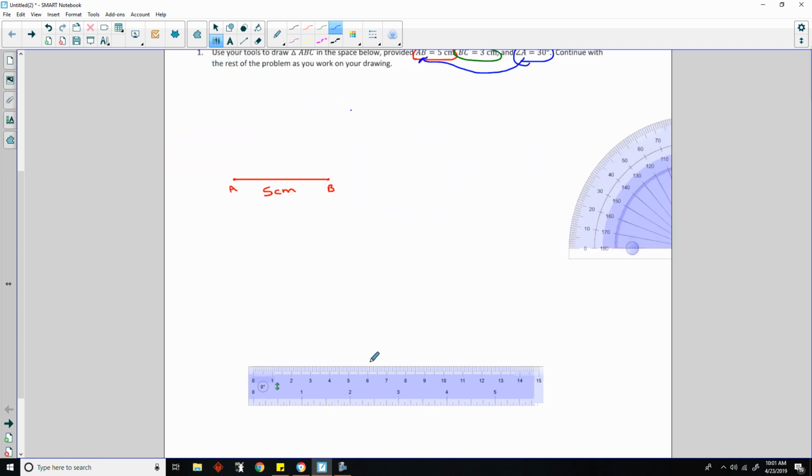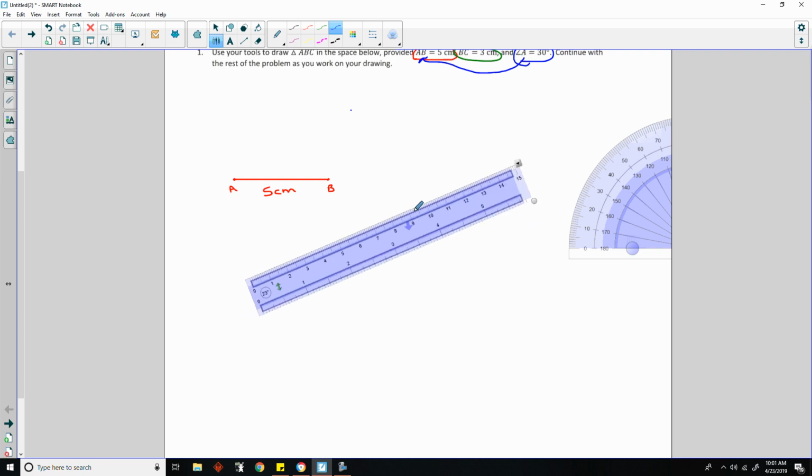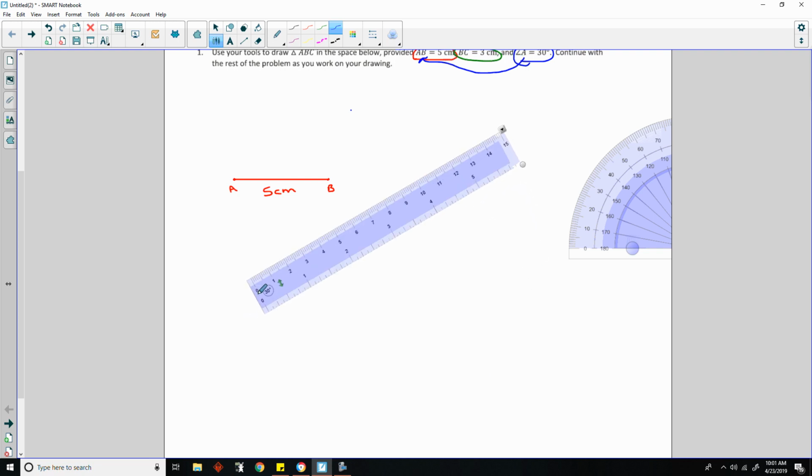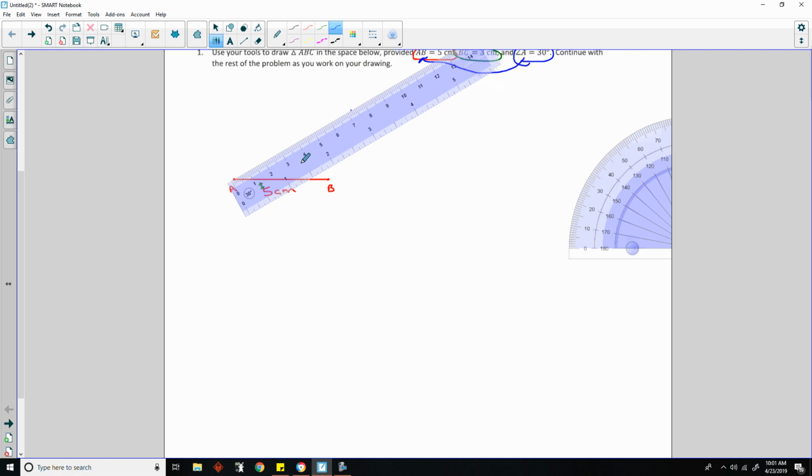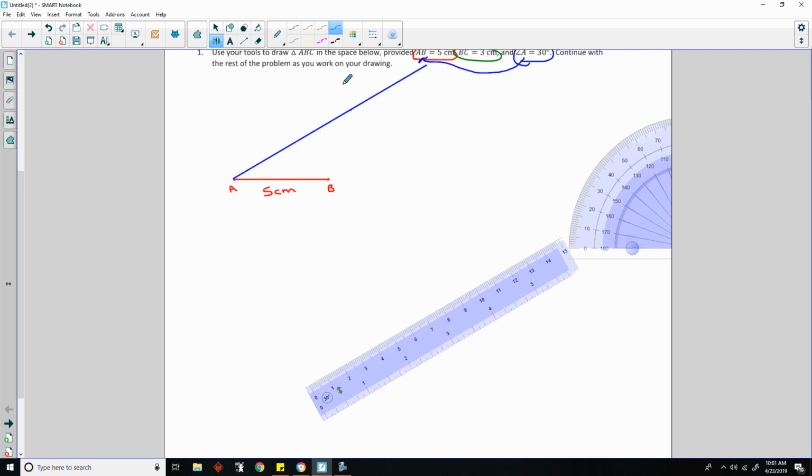Okay, so now I take my ruler, and I'm going to cheat because my ruler's got a built-in compass, so obviously we can't do that in the real world, but in electronics we can. So I line up my point A, and I draw a line segment. I don't know how long it's going to be, but I do know that this is 30 degrees.